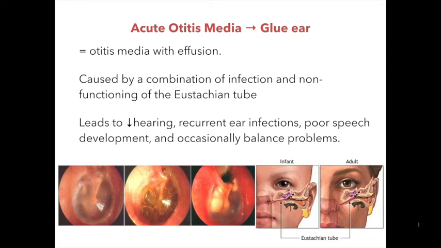What you can develop, especially if you have recurrent attacks of otitis media, is glue ear. So it's otitis media with effusion, and it's caused by a combination of infection and a non-functioning eustachian tube. Children often have more horizontal, narrower, and shorter ET tubes, and that predisposes them to these infections. If they develop glue ear, then because the ossicles aren't transferring sound as they normally would when the middle ear is full of fluid, it leads to impaired hearing, and this can then have the effect in children of poor speech development, occasionally balance problems as well.